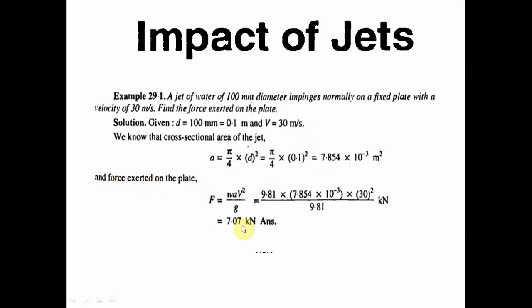And force exerted on the plate F is equal to W into A into V square upon g, that is equal to 9.81 into 7.854 into 10 to the minus 3 into 30 square divided by 9.81, that is equal to 7.07 kilonewton. Okay, this is a simple problem.